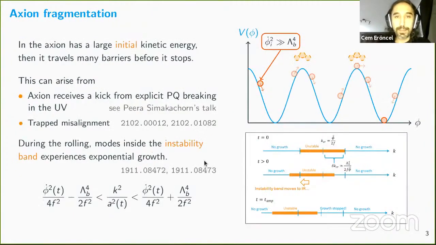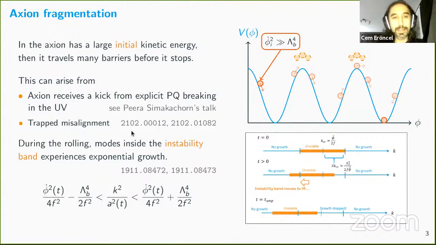But there are other possibilities where fluctuations can become important. One possibility is that the axion has a large initial kinetic energy, much larger than the barrier size, so that the axion travels many barriers before it gets stopped in one of the minima. This can arise in two ways. One possibility is that the axion receives a kick from explicit Peccei-Quinn breaking in the UV, as explained by Pira. The other possibility is the recently proposed trapped misalignment.